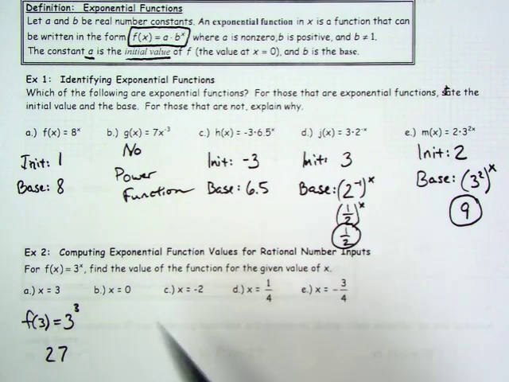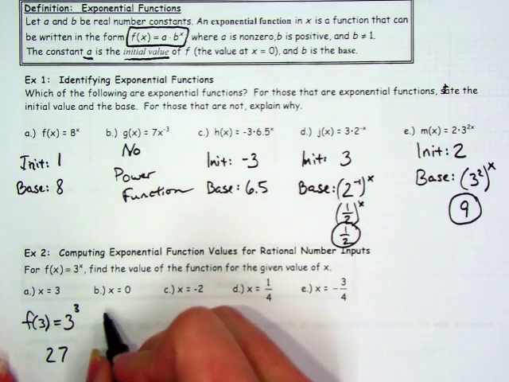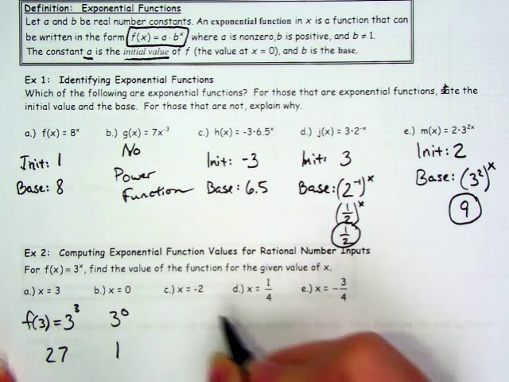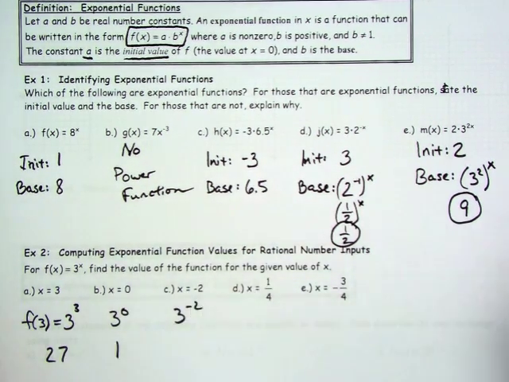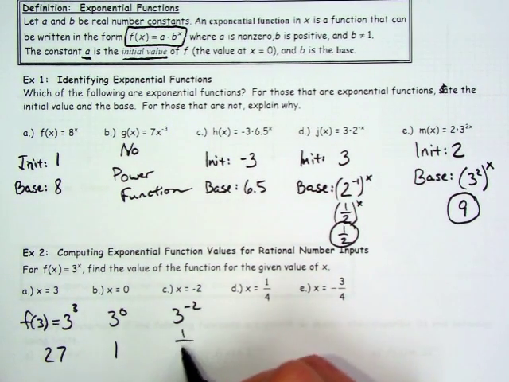Okay, for b, why don't you try b and c? Do those two for a moment. Pause again. You try. Okay, hopefully you have those. We should have 3 to the 0 here, which is 1. And 3 to the negative 2. We've been reviewing a little bit of the negative exponents already. That means I have 1 over 3 squared, which means I have 1/9.